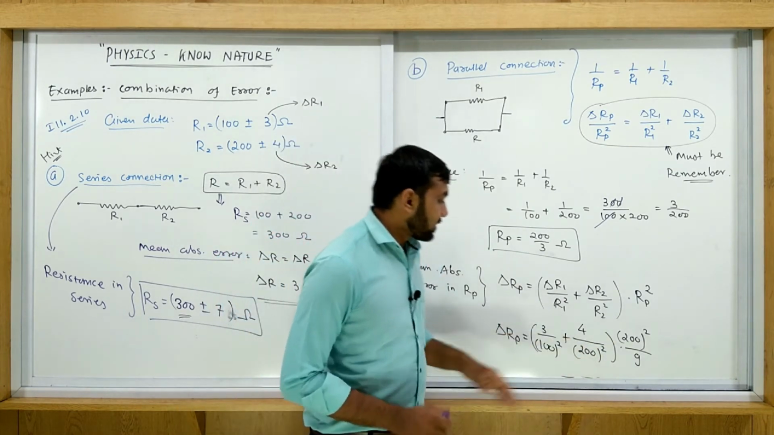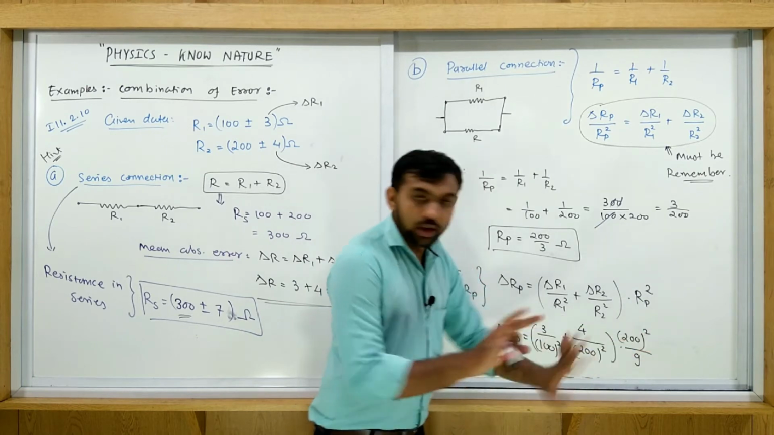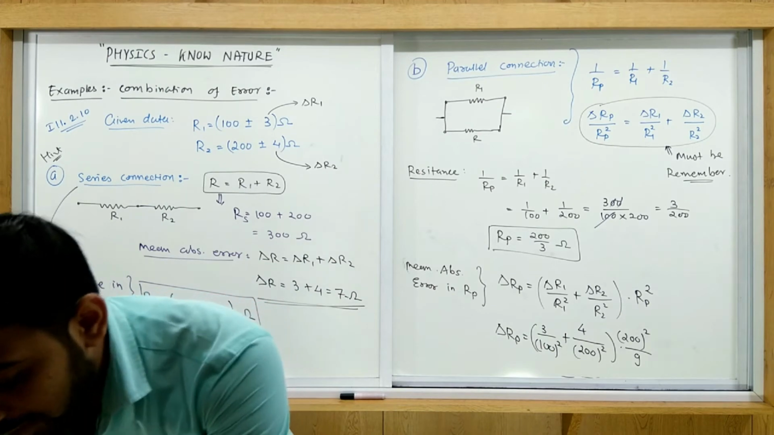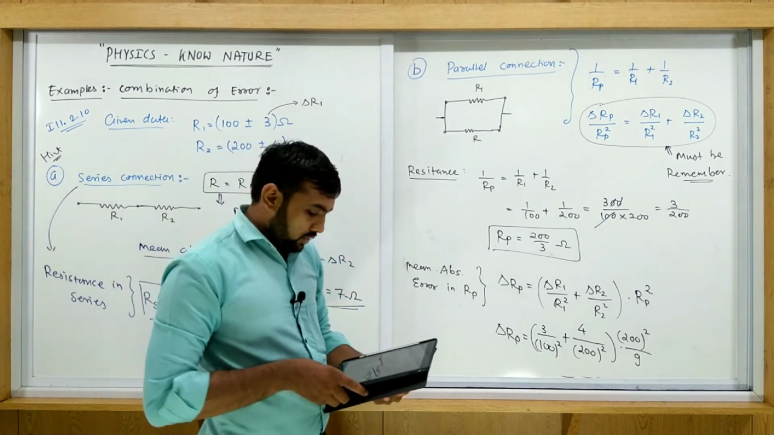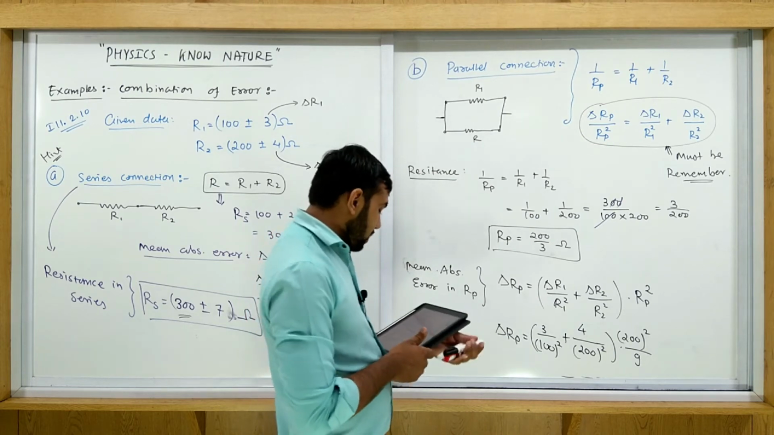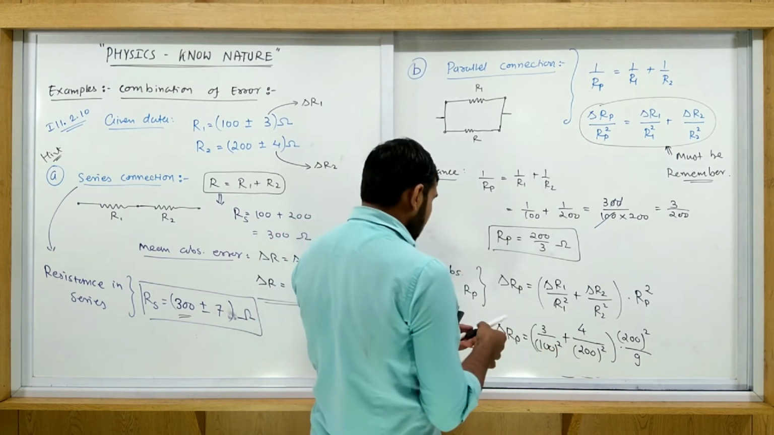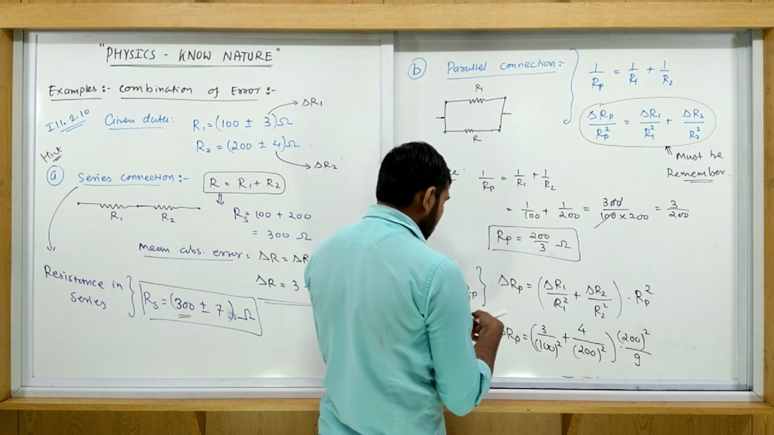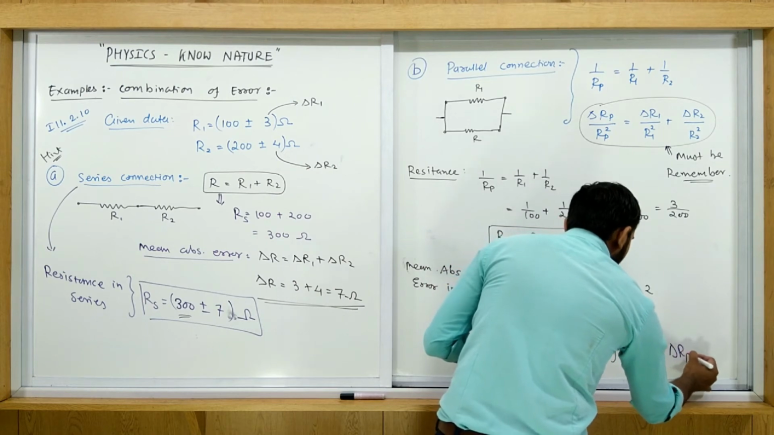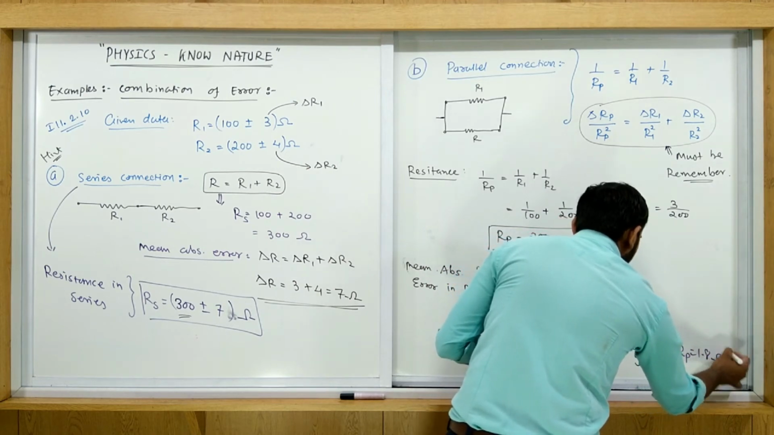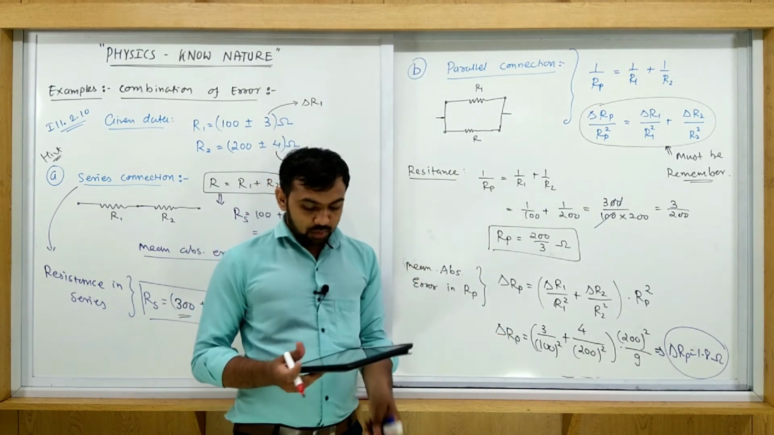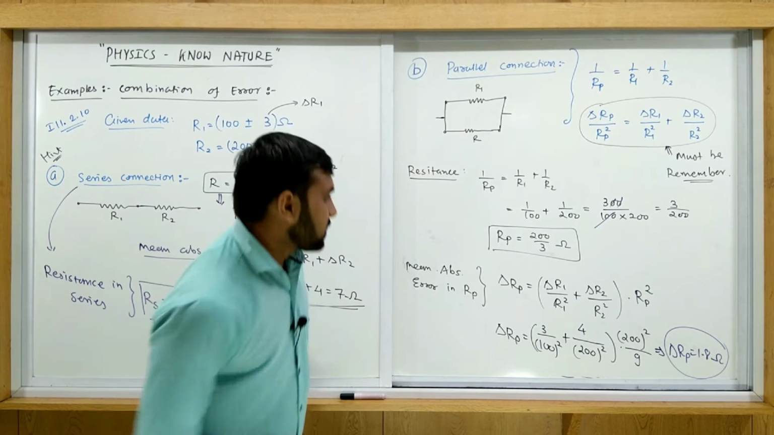After calculating this answer, see, 100 square, 100 square cancel out. You just calculate this answer, then finally you get, after calculation, this is equal to 1.8. So delta Rp is equal to 1.8 ohm. Then how do you represent the R parallel?